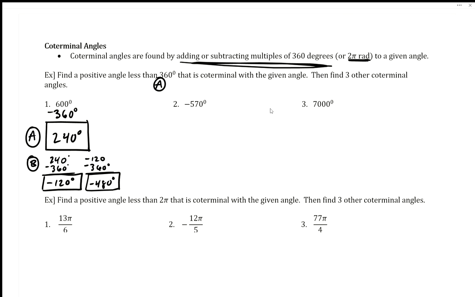It doesn't matter on this problem, but sometimes they might want you to find two positive angles. So let's get one other positive angle. I'm going to go back to the initial 600 and add 360 to it. That would be 960 degrees. There's part B, the three other angles that they wanted.